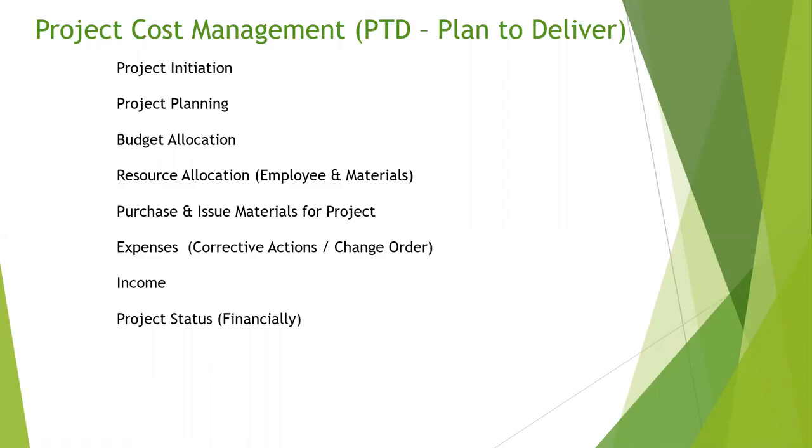Let's take an example of a construction company. They want to initiate a project and they want to bid for it. So once they get the project, they'll be planning for the resources, allocating to it, and the materials. They'll purchase the materials if they are not having it. And if there are any expenses incurred for that project, they will be recorded. And at the final delivery of the project, they'll get the income from the client or customer.